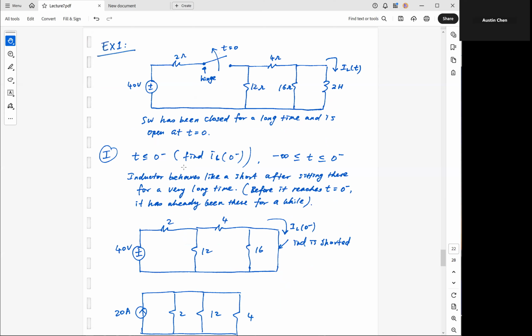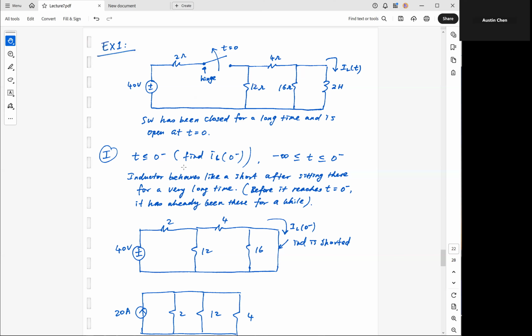Let's talk about the first example here. Again, the circuit involves a switch. The way we interpret this switch is that when t is equal to 0, the switch goes from the closed position to the open position. That's when the switching happens. But before then, when t is equal to 0 minus, which corresponds to before the switching event, we assume that this entire circuit has been sitting there for a long time.